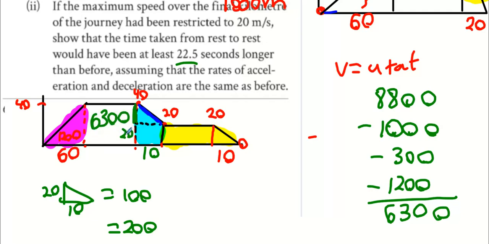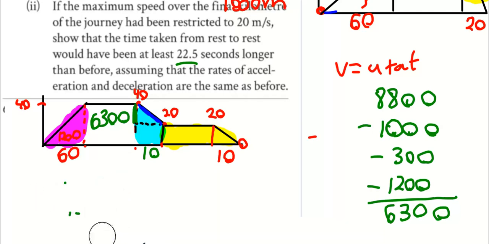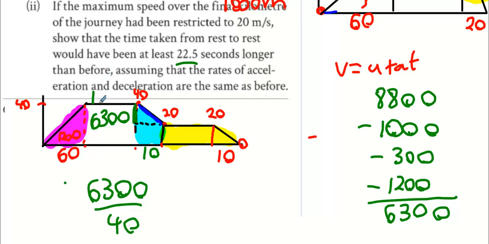All right? See the 6,300? I want to find the time I was going in that white rectangle. So it's going to be distance divided by speed. So what's 6,300 divided by 40? There you go. 157.5. Now here's what I want you to do.